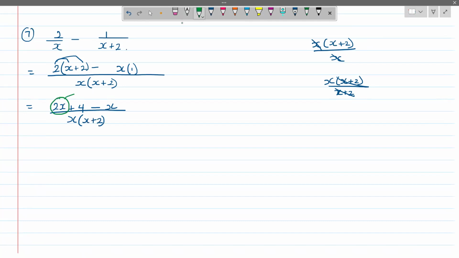We can now add this and this. Remember, this sign belongs to this x. And what do we get? 2x minus x will give me x plus 4 over x into x plus 2. Now, we can't cancel anything there because this is an expression on top and this is an expression at the bottom as well. All right? Let's look at one more example.